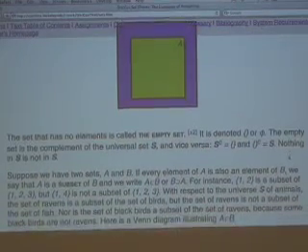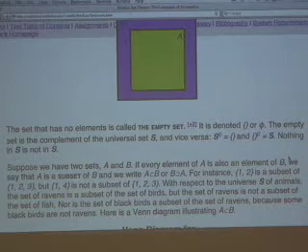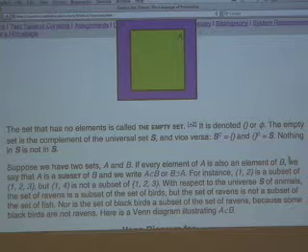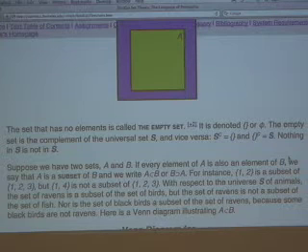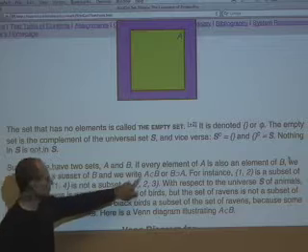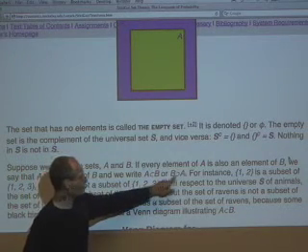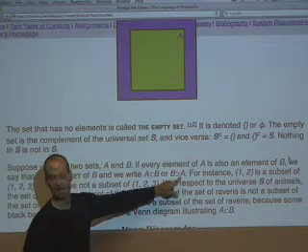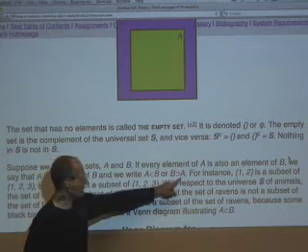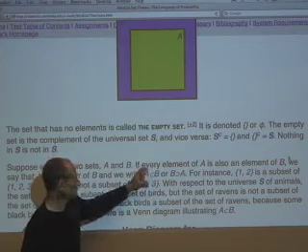A very important relationship between two sets is the subset relationship. A is a subset of B if every element of A is also an element of B. And you can write that two ways. This is writing it A is a subset of B, and this is writing it the other way around: B is a superset of A, or B contains A. Both of these mean that every element of A is an element of B, a containment relationship.